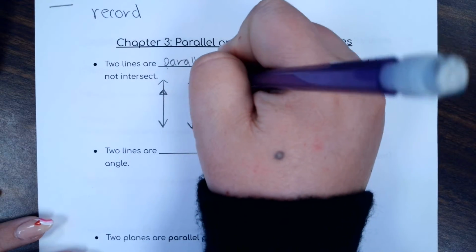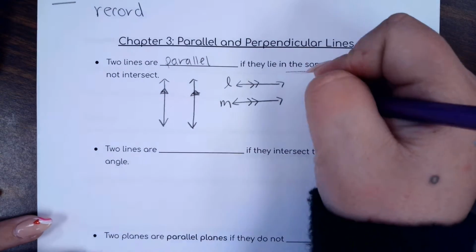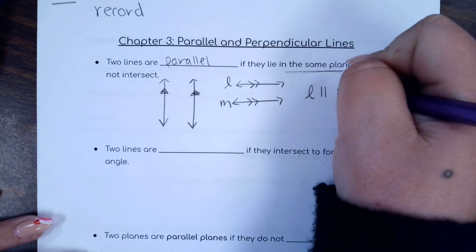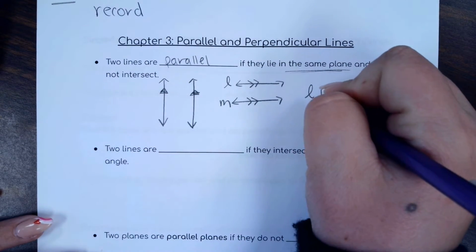So if I say this is line L and this is line M, in math we have a symbol to say L is parallel to M. L is parallel to M. So these two vertical lines mean is parallel to.